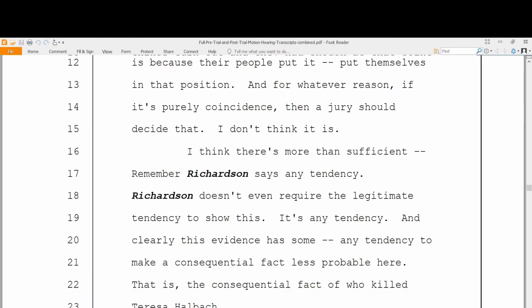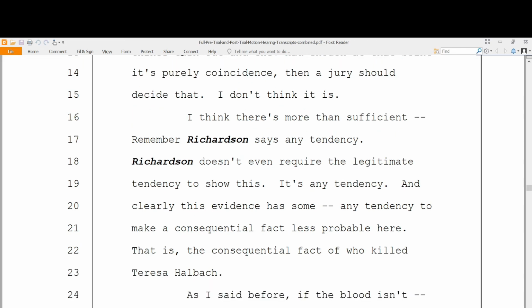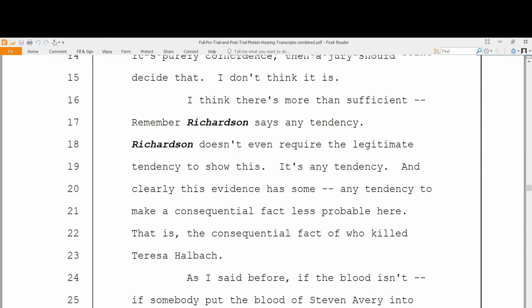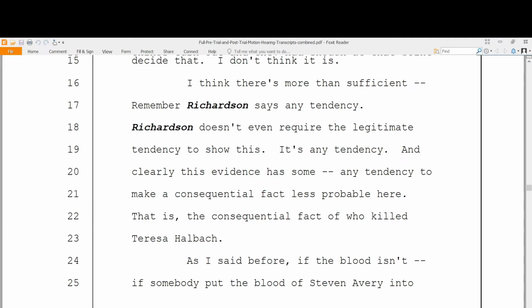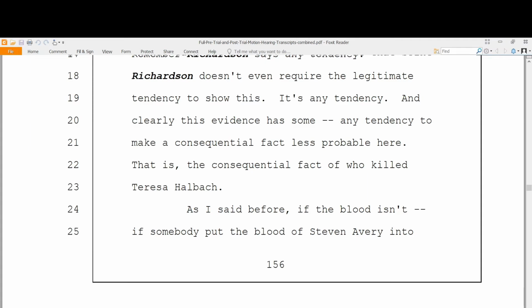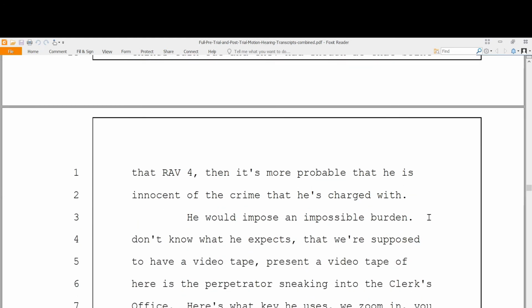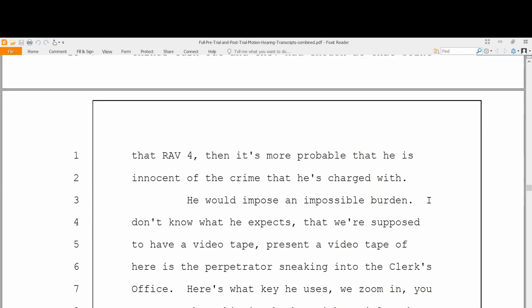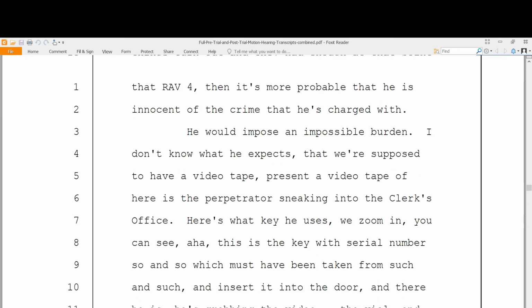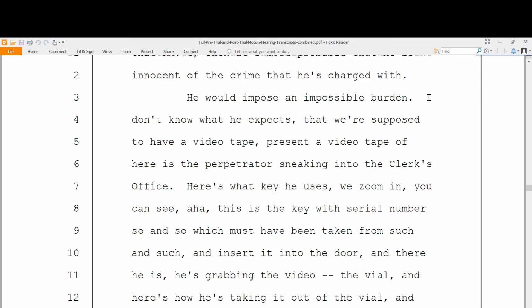I think there's more than sufficient. Remember, Richardson says tendency. Richardson doesn't even require a legitimate tendency to show this. It's any tendency. And clearly this evidence has any tendency to make a consequential fact less probable here. That is, the consequential fact, who killed Teresa Halbach. As I said before, if somebody put the blood of Stephen Avery into that RAV4, then it's more probable that he is innocent of the crime that he's being charged with. He would impose an impossible burden. I don't know what he expects, that we're supposed to have a videotape of the perpetrator sneaking into the clerk's office.